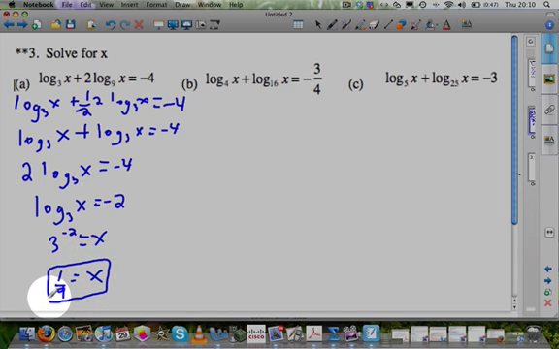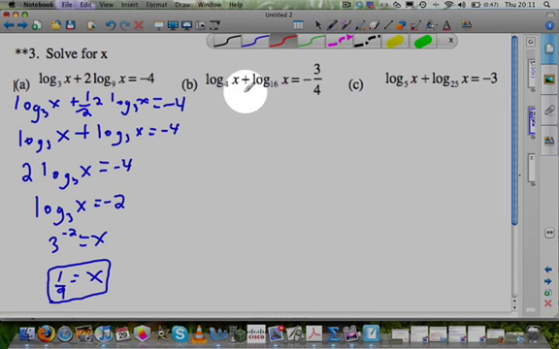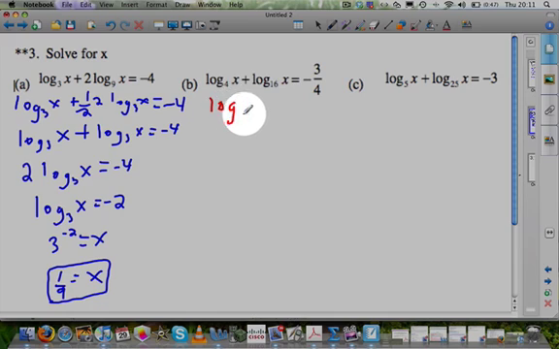Okay, for the next one, part B, we'll use a slightly different approach. We'll use the change of base. Just to show you two different methods here. Then you have log of x over log 4. Then we're going to add log x, and here you've got log 16, and that equals -3/4.